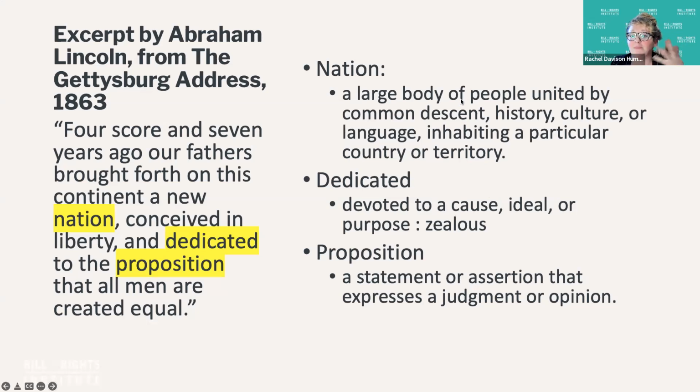So for Lincoln, he's making a claim here, and he's making the claim that this nation is unified because it is dedicated to a proposition. And that's what makes it a nation. What does he mean by dedicated? Devoted to a cause, ideal, or purpose. And a proposition is a statement or assertion that expresses a judgment or opinion. So what is the thing that unites us? That we are a nation, we are a group of humans. And the thing that unifies us is our dedication to this proposition.